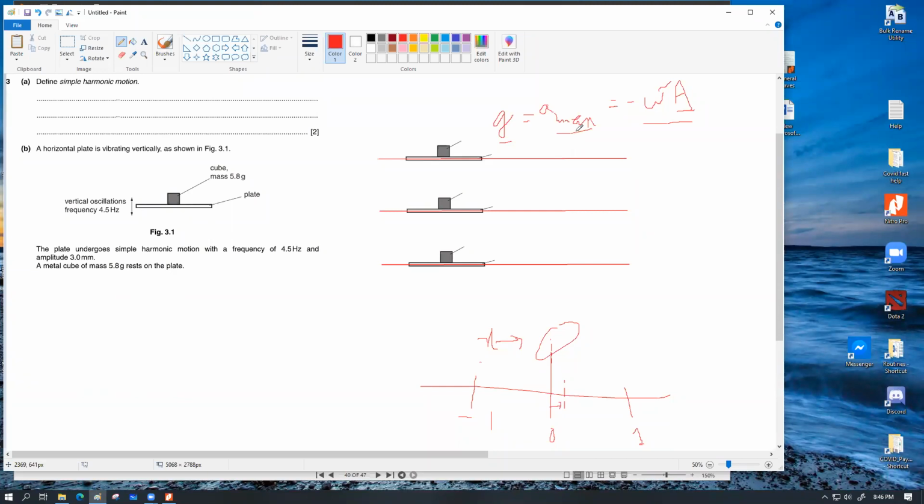Sir, I'm not getting the part why G is equal to A is equal to A max. Sir, I'm having trouble understanding the influence of the weight.